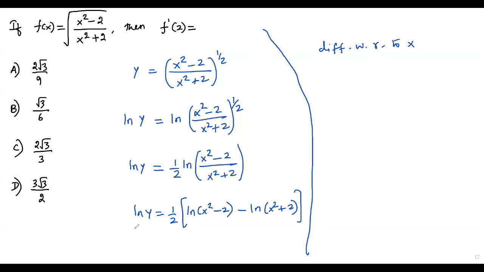Here I am going to find the derivative on both sides of this equation with respect to x, because f of x is a function of x, so f prime of x means a derivative with respect to x. Okay, now let's do the derivative on the left side. That is, let's find the derivative of this ln y with respect to x.